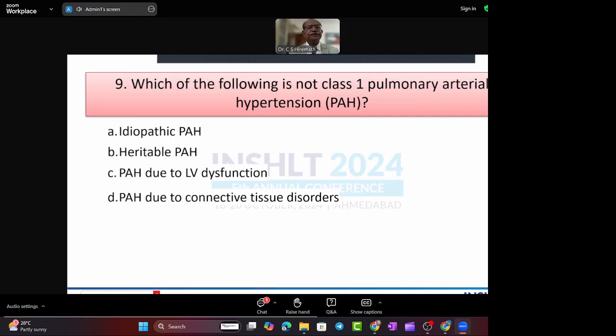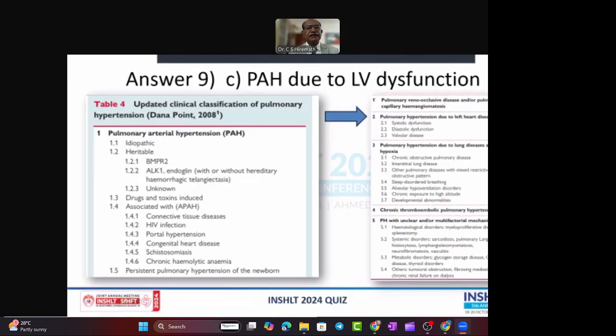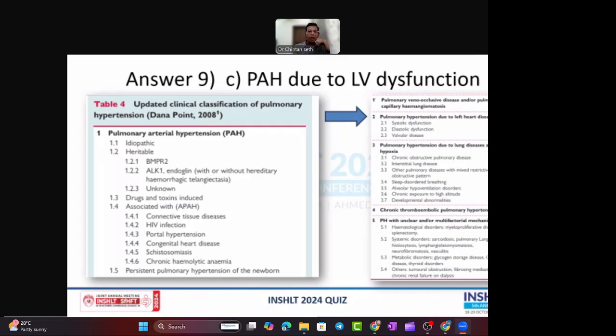Can you show the answer, please? The answer is pulmonary hypertension due to LV dysfunction. Yeah, please go ahead. The classification of pulmonary hypertension is now well established. Class 1 is pulmonary arterial hypertension, which can be idiopathic, heritable, with drugs, or with connective tissue disorders.